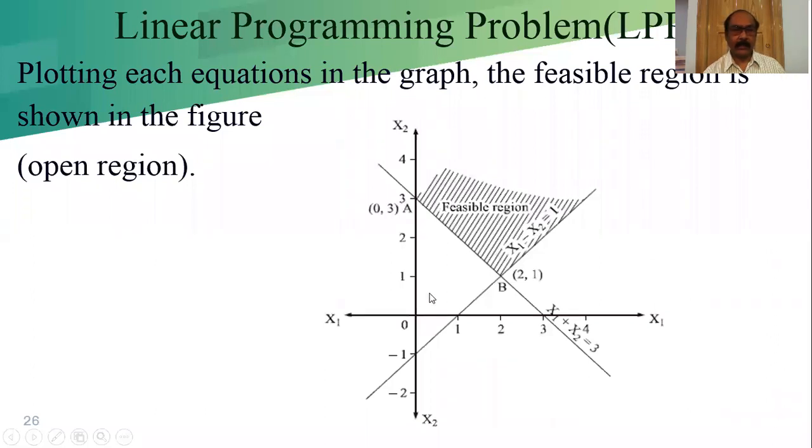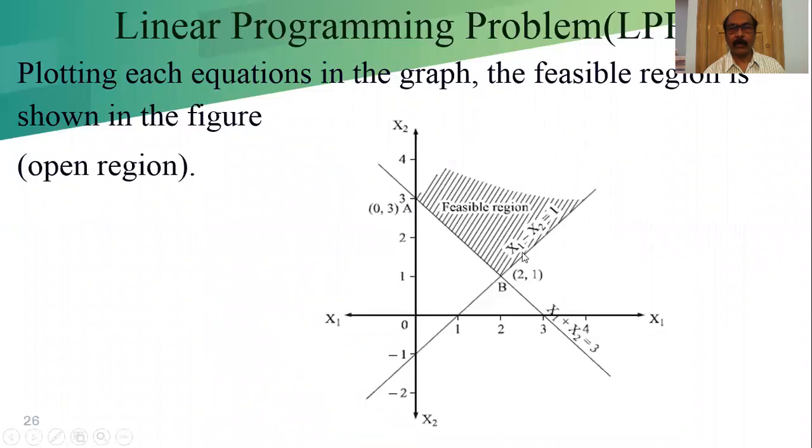So for that, the 0, 0 should be on the opposite side of that line. So this is our feasible region, but it is unbounded. There is no boundary. That means as x1, x2 is increasing, z is increasing. The objective value is increasing as the x1, x2 values increase. That's why it is unbounded, because the region is not bounded.